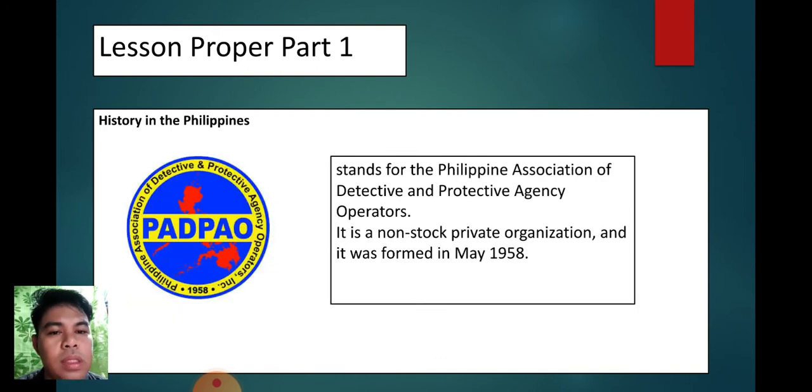So this insignia, PADPAO, stands for the Philippine Association of Detective and Protective Agency Operators. It is a non-stock private organization, and it was formed in May 1958. So the PADPAO has been around for a long time, class. It was formed in May 1958.